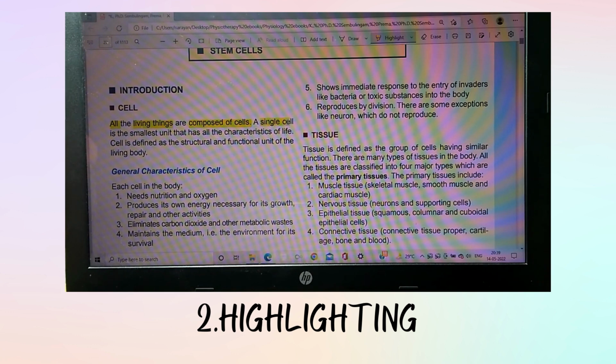Then single cell, smallest unit, all characteristics of life. Then what is cell? This you're going to highlight fully, because this is a definition. What is cell? So you can write what is the definition.